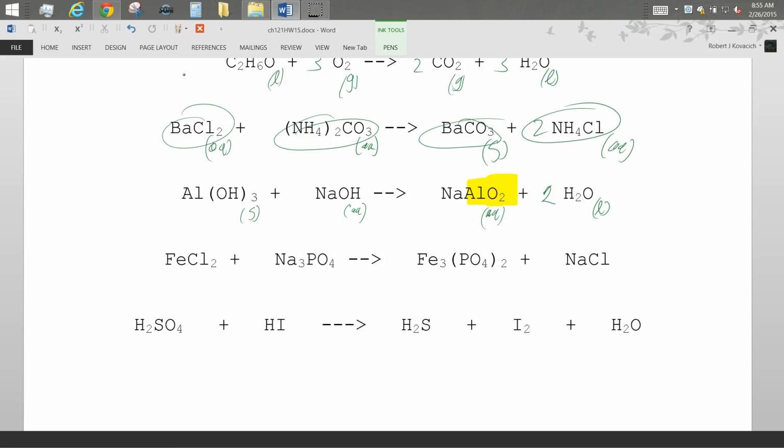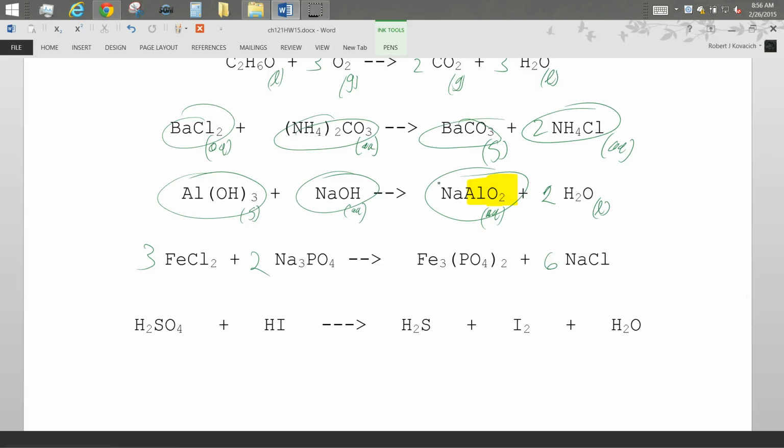Okay, looks like iron, if I put a 3 right here, I can balance the ions out. If I put a 2 right here, I can balance the phosphates, PO4, to 2 PO4s. And then I've got 6 sodiums here and 6 chlorides. All right, I'm good with that. Oh, we got to back up for a sec. That is an ionic compound, that is, and that is. So those first 3 in that last problem need to be circled because they're all ionic compounds.